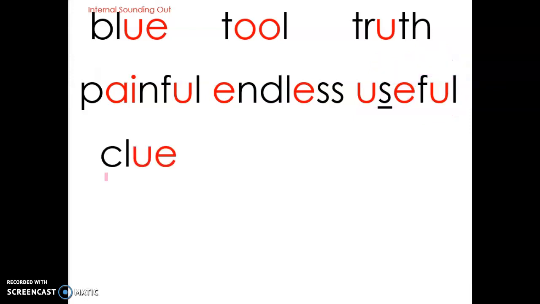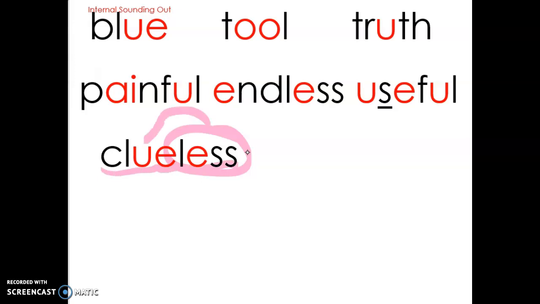Next word. Think. Say. The word is clue. Add the suffix less at the end. We have the word clueless. What's the word? That means without a clue. So if you don't know how to do something, you might be clueless.